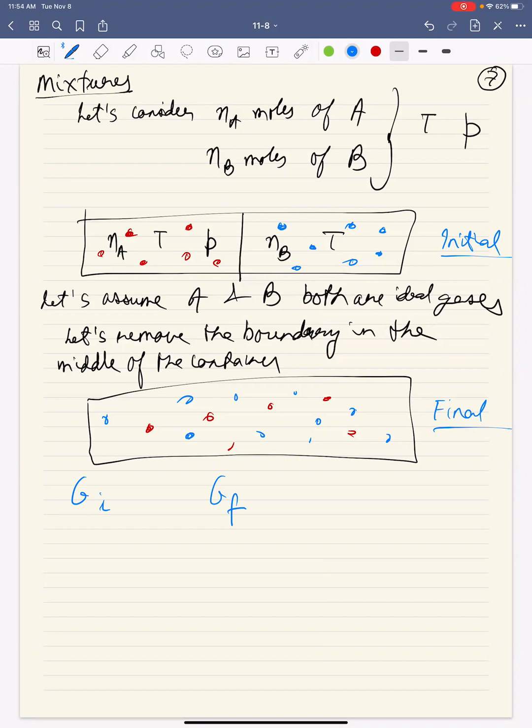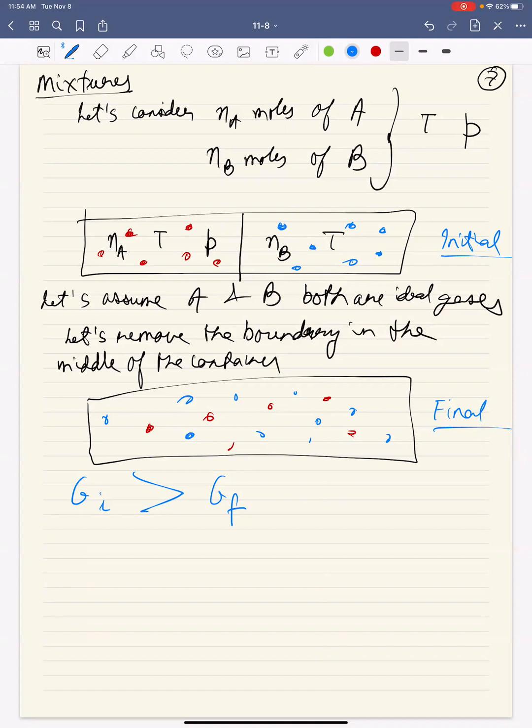Which free energy will be smaller, initial or final? Final, because we intuitively expect, right? In an ideal world, they mix together. In a real world, they won't, right? Because the reds really hit the blue and the blue really hits the red and they could clump together, things like that. And we'll study all that.